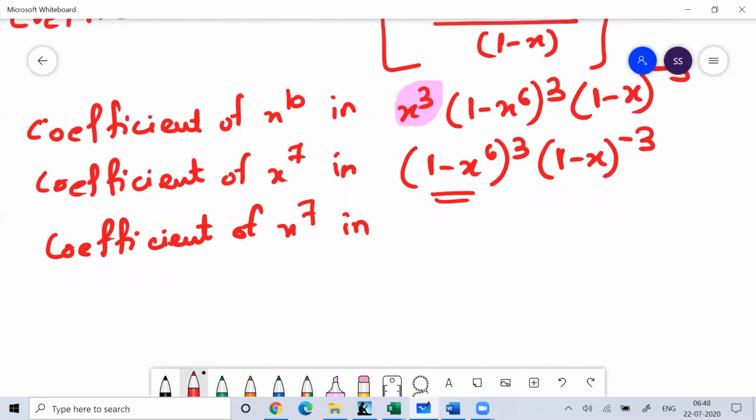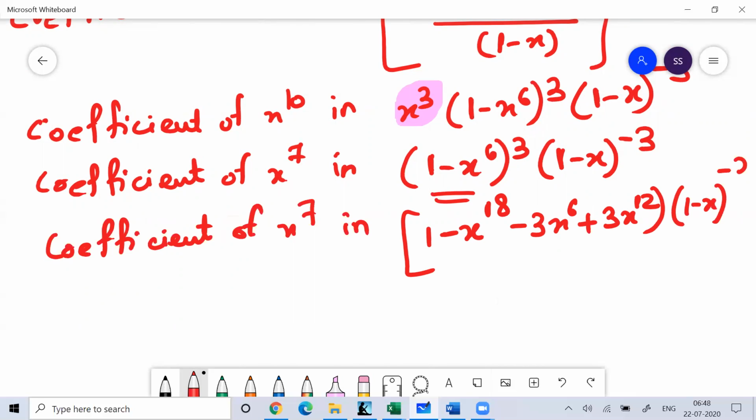What is (1 minus x to the power 6) the whole cube? So that would be a cube minus b cube minus 3a square b plus 3ab square. So this way, times (1 minus x) to the power minus 3. Now I'm looking for x to the power 7, and any power which is more than x to the power 7 will not be significant for me. So a power like x to the power 18 is in no way going to help me, neither is x to the power 12.